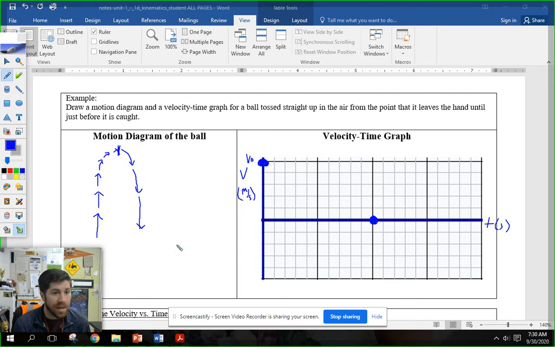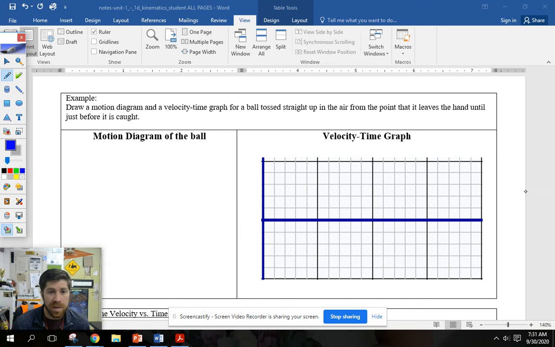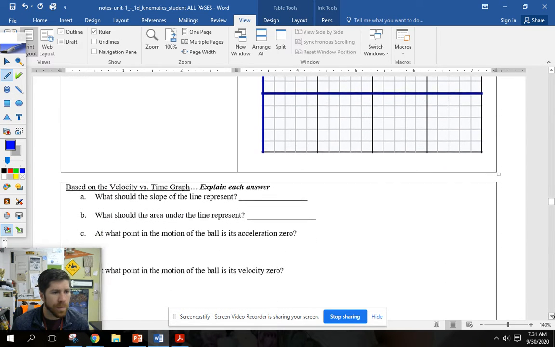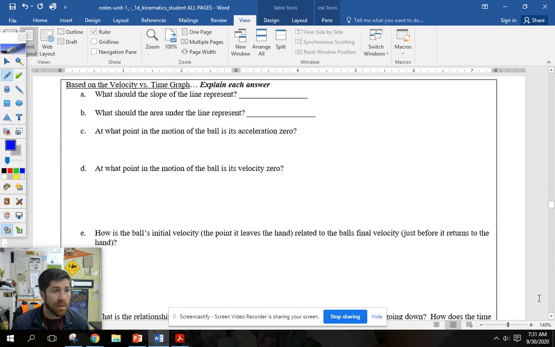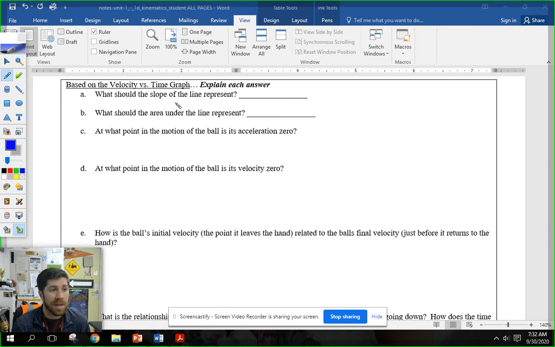Then as it comes back down, of course, we're going to be negative. So if I was to just connect this full thing, it'd be a nice linear trend. Negative constant slope. And if we think about that graph, we can do some interpretation on the questions below. So based on that velocity time graph, which you can see on your paper, what would the slope of this line be? If we think about it being a velocity time graph, I know that the slope should be the acceleration.